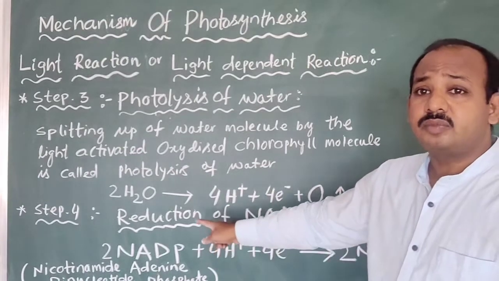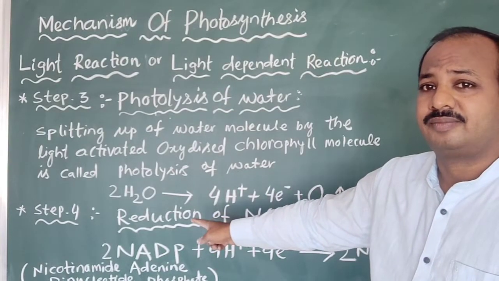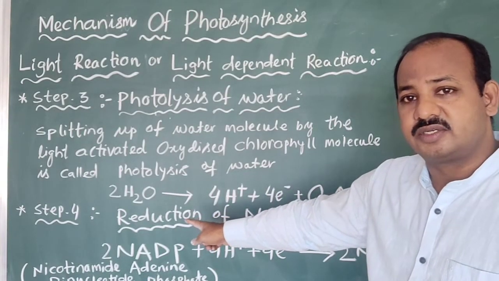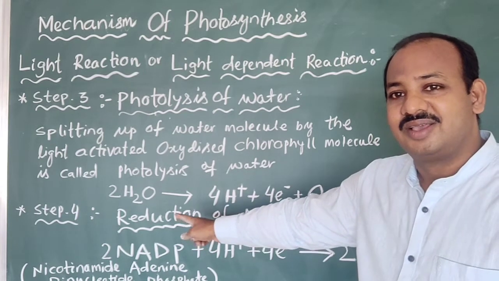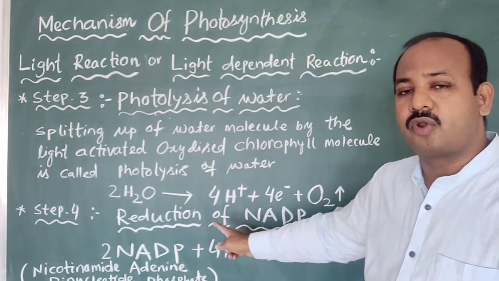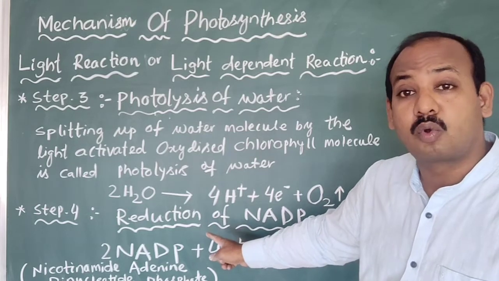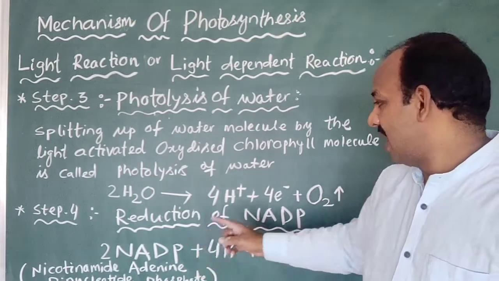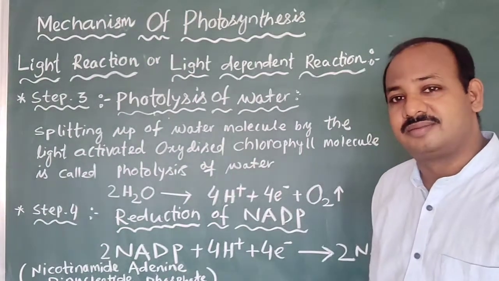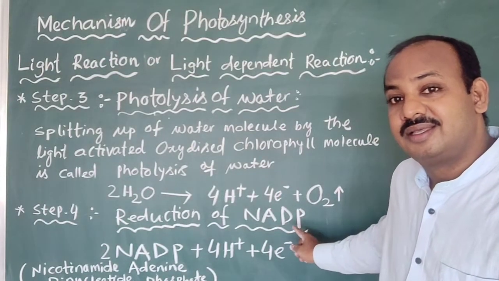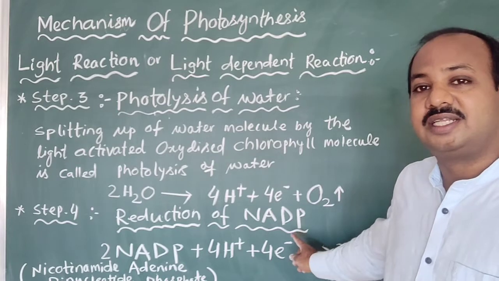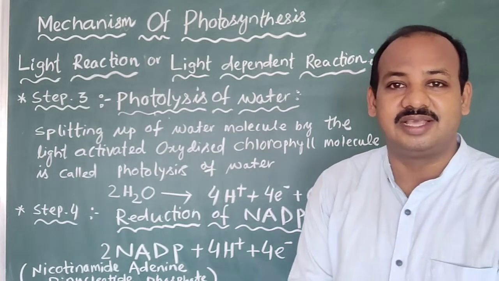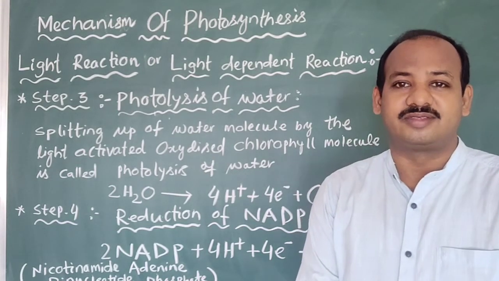You can see two molecules of water. It is a balanced equation. Two molecules of water, when they split off, give 4 hydrogen ions. They are the protons, already I told you they are positively charged particles, and 4 electrons. And molecular oxygen is released. What is released? Oxygen molecules.